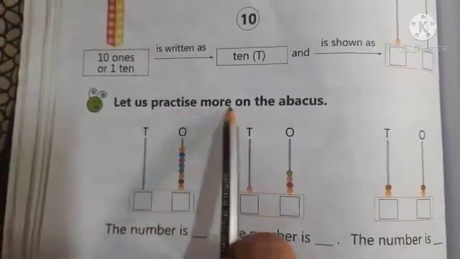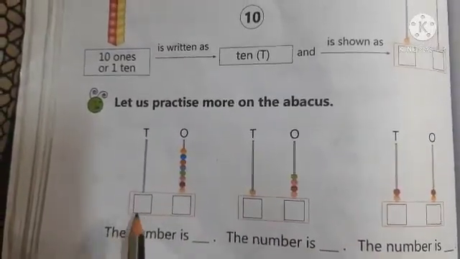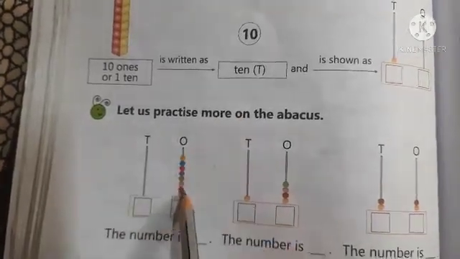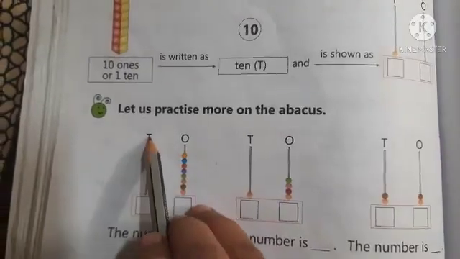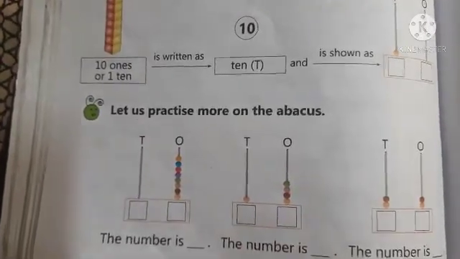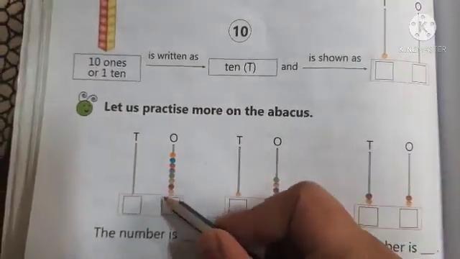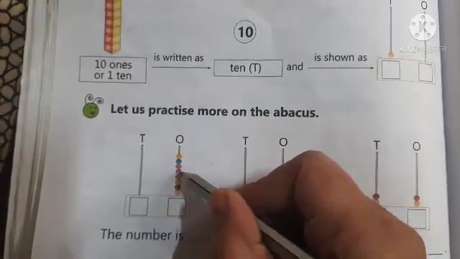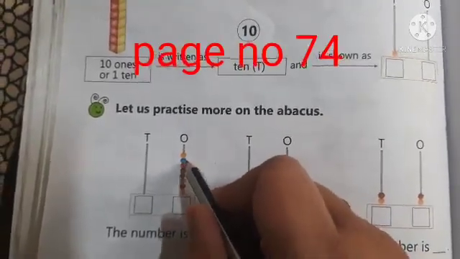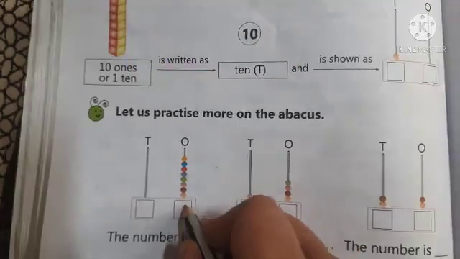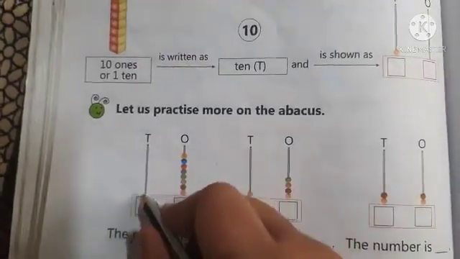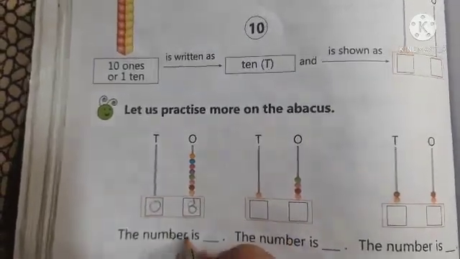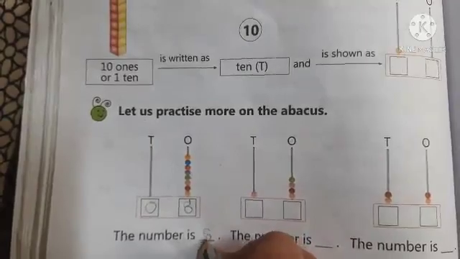Children, on page number 74, they have given us a question. Let us practice more on the abacus. Here they have given us an abacus figure. This stick is the ones place and this stick is the tens place. Now let us count how many beads are there in the ones place. 1, 2, 3, 4, 5, 6, 7, 8. And in the tens stick, no bead, so it is 0. So the number is 8.